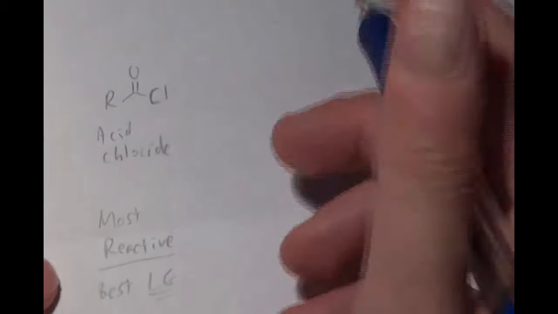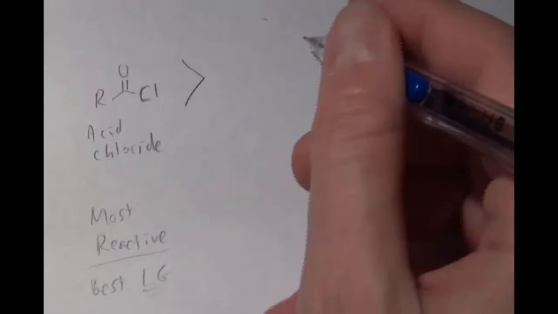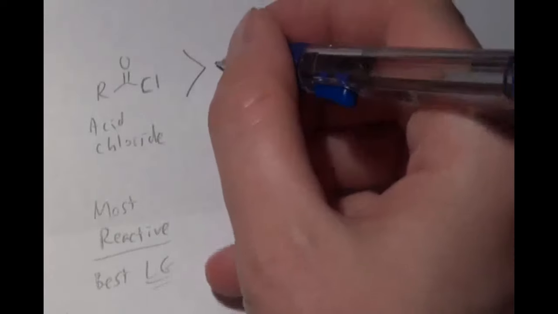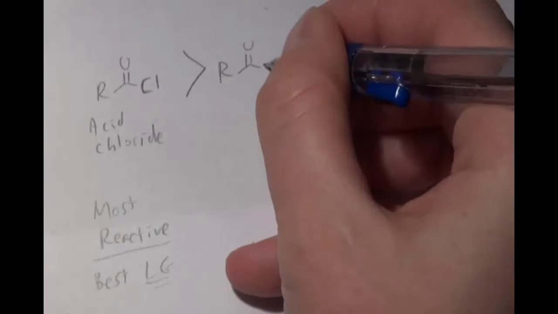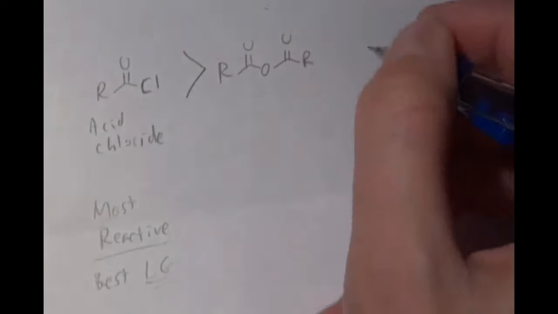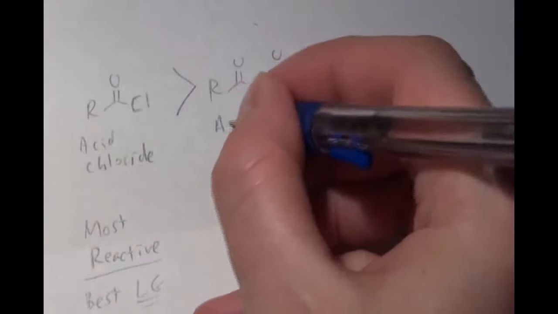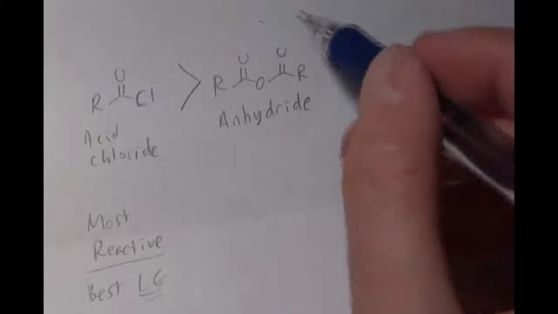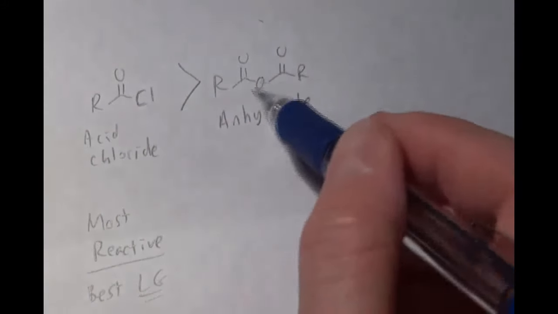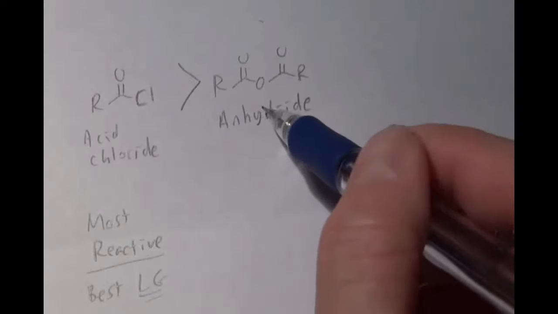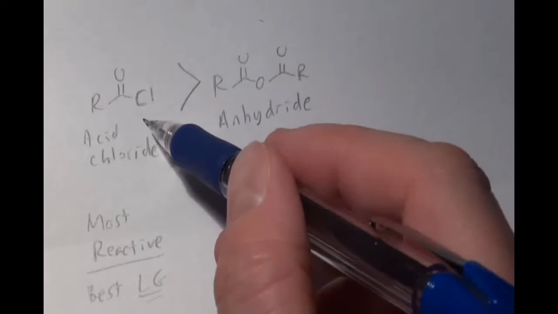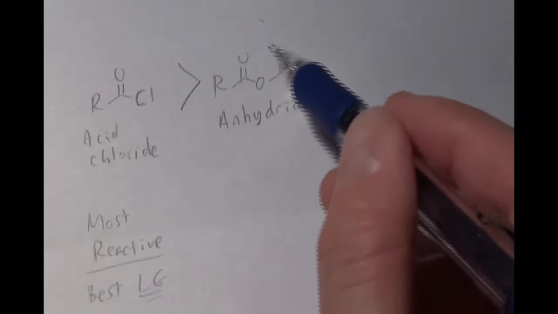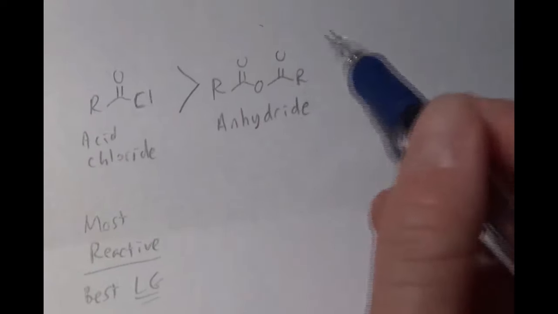Okay, and what's our next one? So we're going kind of in order from most reactive, best leaving group, to least reactive, worst leaving group. Next one looks like this, and this is called an anhydride. So it's similar in reactivity to an acid chloride. The idea, though, is rather than chloride being a leaving group on the carbonyl, it's like this whole right side is a leaving group. So we'll see how that works in reactions in a bit. But anyway, that's what anhydride looks like.